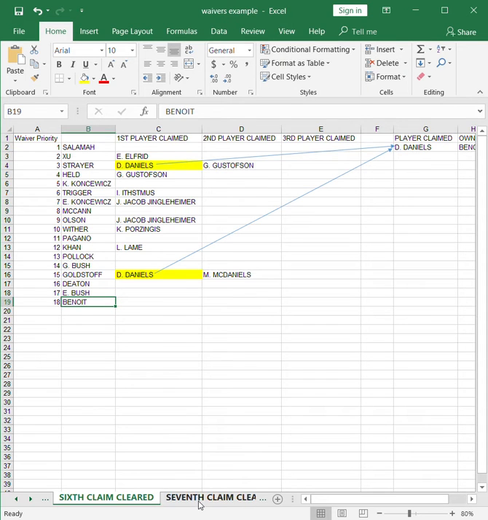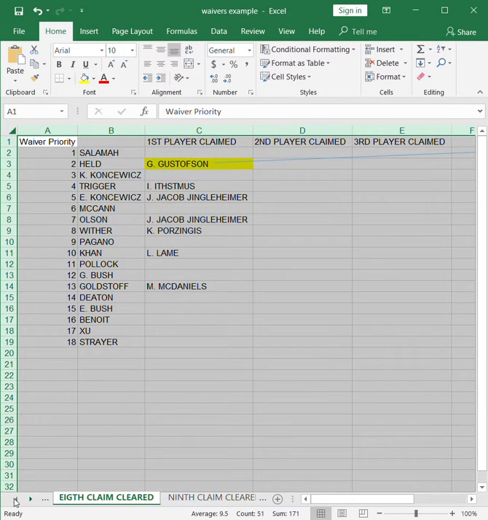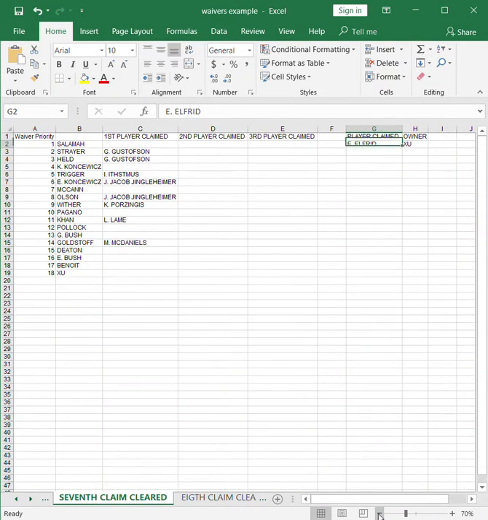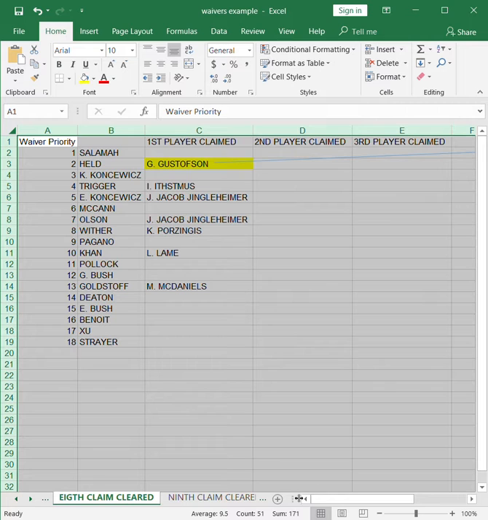We then process the next claim, which is Jason Shue. Jason processes in a claim for Alfred. Alright, nobody else had anyone, so nothing else happens except Jason will fall to 18th and everyone else will slide up one spot. Eighth claim, Strayer putting in for Gustafsson.